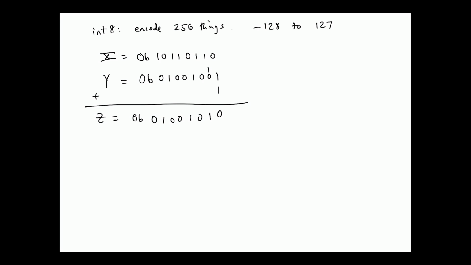So this number, first off, does this represent a positive or a negative? Definitely a positive number because there's a 0 in that leading bit, which means I can decode it the usual way. So this represents 64 plus no 32s, no 16s, 1 8, and a 2.